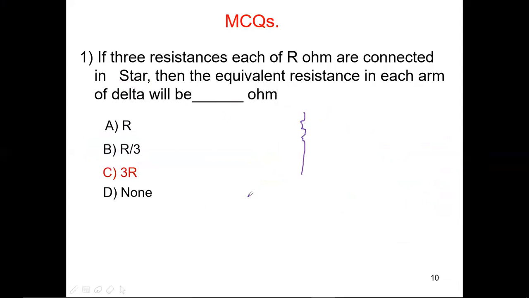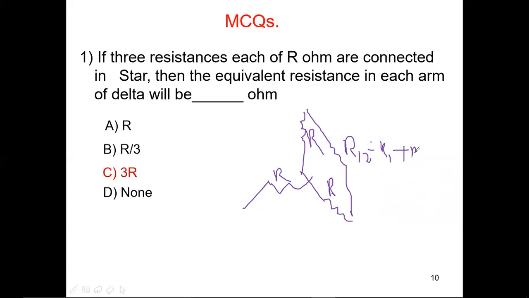I thought that is delta. Let me draw the star again. This is R. For finding the star to delta, this is R12. What is the formula of R12? R1 plus R2 plus R12.